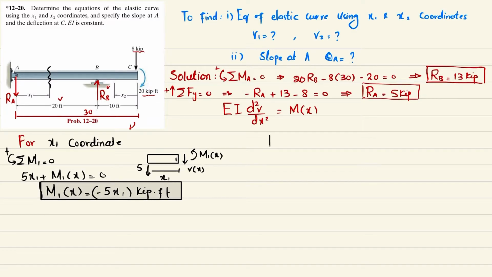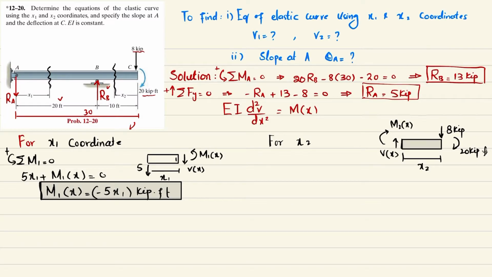Now we will derive for x2. If you cut the beam over here and draw the free body diagram, it will look like that. You have 8 kips, you have a moment of 20 kips-ft, and this distance is x2. When you cut it, you will have a shear force V(x), and you will have a moment M2(x).